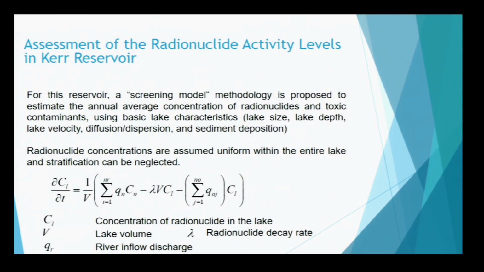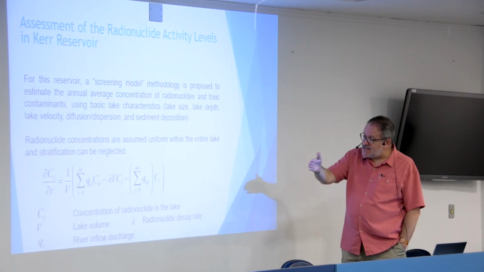For the reservoir, usually what you do in this type of analysis is what we call a screening model methodology. You try to estimate, like an annual average, how much is going to make it to the reservoir, how many toxic contaminants you're going to have, and then you need all the information about the lake. Depending on the size, the lake might stratify, depending on the time of the year, due to temperature, there are a number of factors. But you can assume that these concentrations of the radionuclides can be constant or uniformly distributed in the water column as they enter the reservoir.